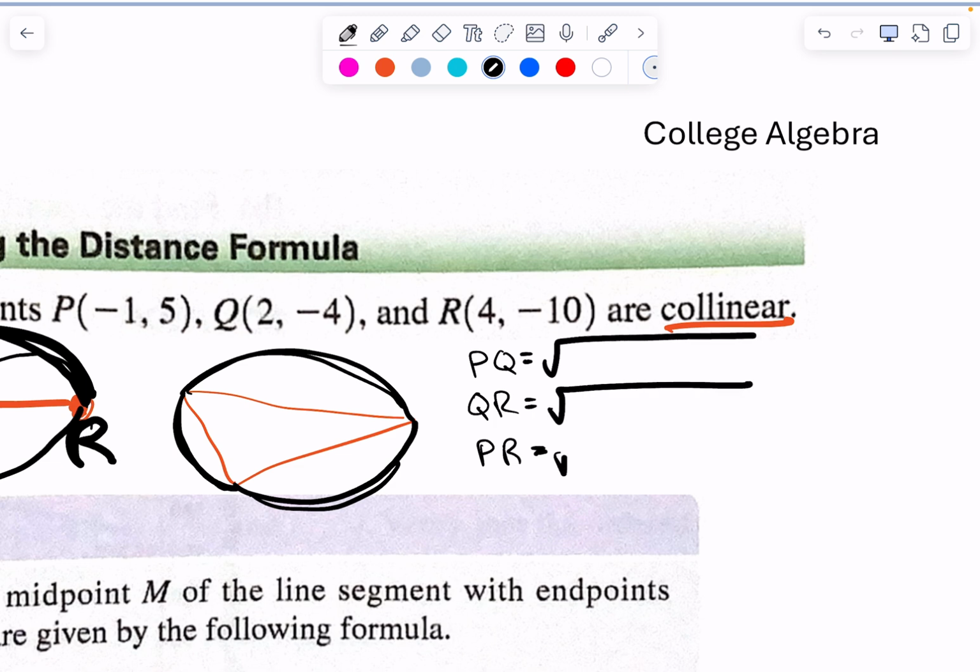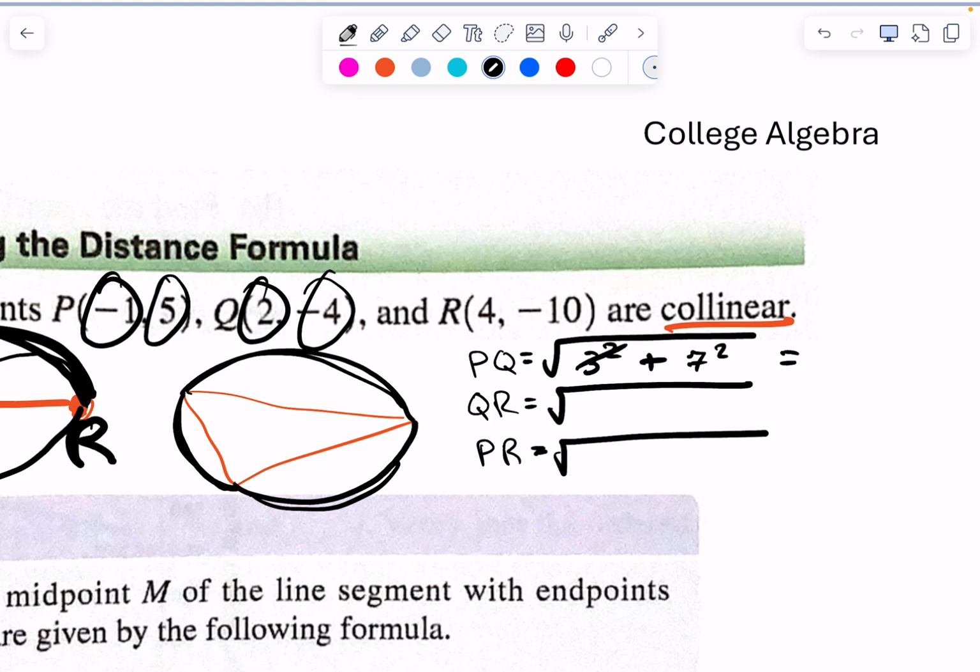Okay. So PQ, square root. Negative 1 to 2 is 3, plus 5 to negative 4 is 7. Okay, 3 squared is 9. 7 squared is 49. 9 and 49 is 58. The square root of 58. 5 to negative 4 is not 7, it's 9. 9 squared is 81, which is the square root of 90.